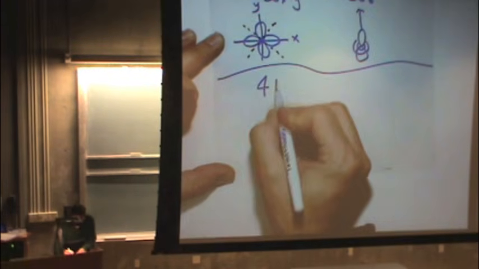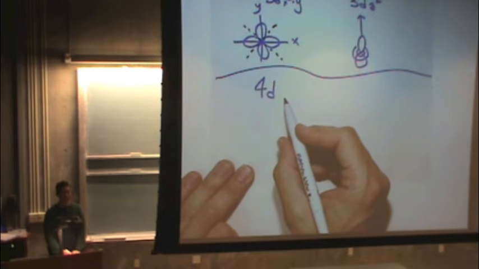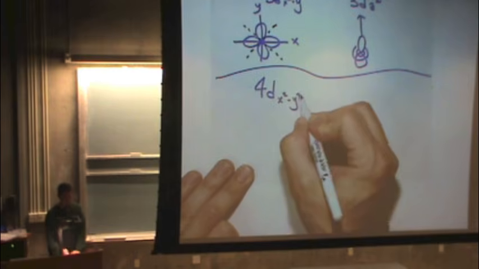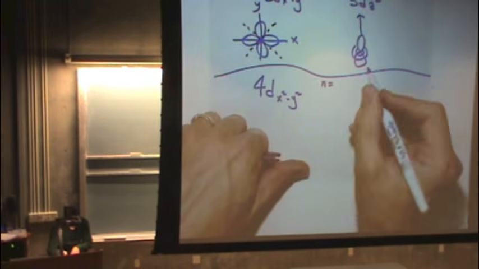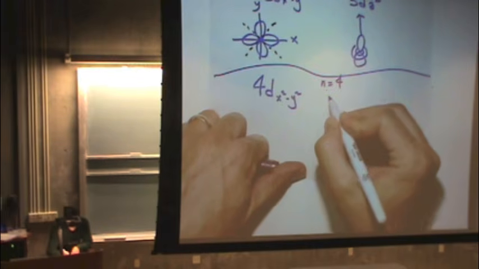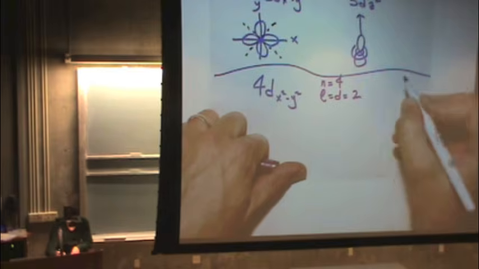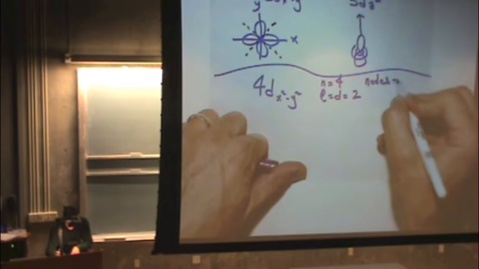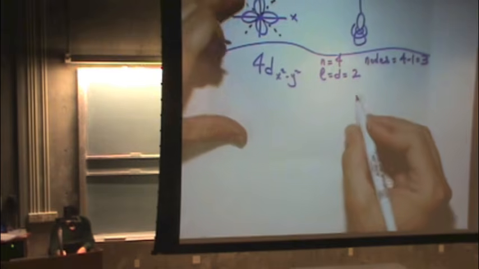Let's do a 4D, and somebody pick some letters for me to do here. X squared minus y squared. Okay? So, let's go through all this. What's n? 4 is the first number. What's L? Yeah, the letter D goes with the number 2. What else do we want to know? Nodes. How many nodes? Yeah, 4 minus 1, or 3. Now we can draw it.